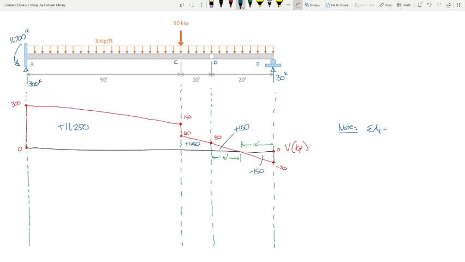Well, hold on. These are going to cancel each other out. Plus 150 and minus 150. So really, it's just these two. So that's 11,700. Have we seen that moment show up before? That's our reaction. That's our moment reaction. So in order for our moment diagram to start at 0 and end at 0, that moment reaction is going to cause a sudden jump down, right?